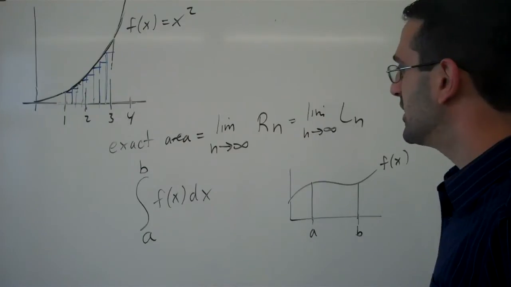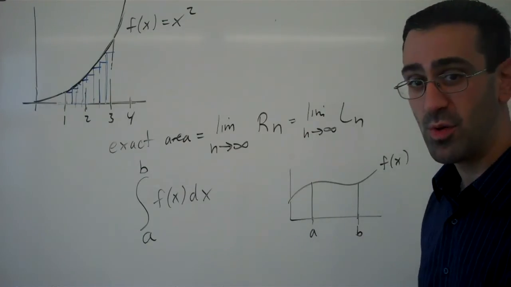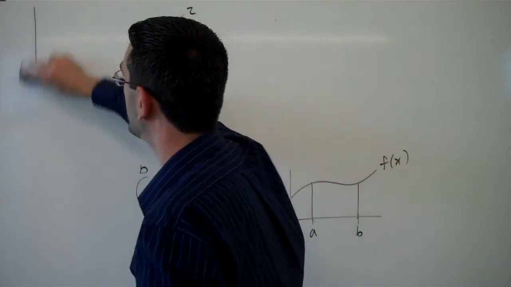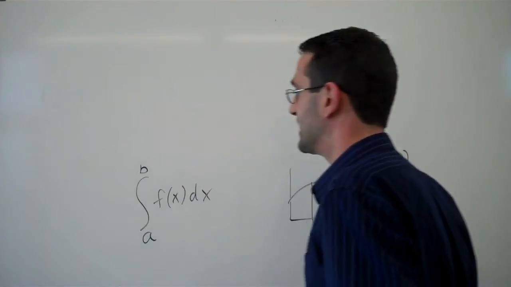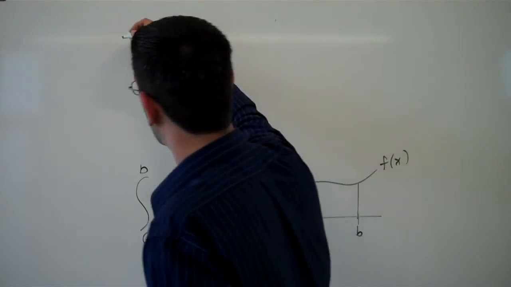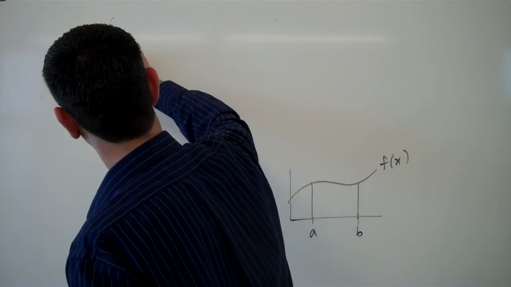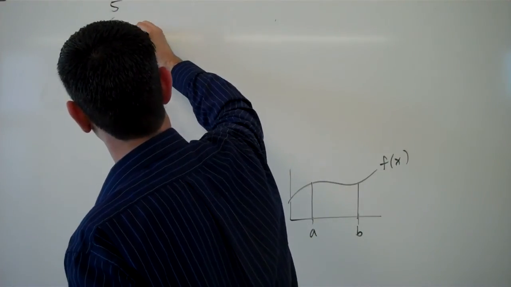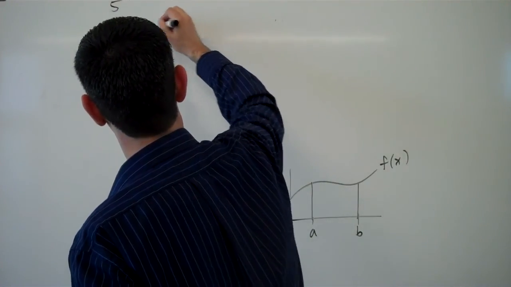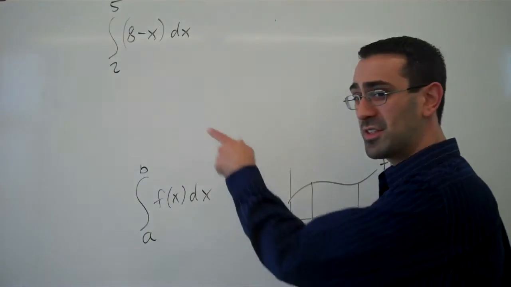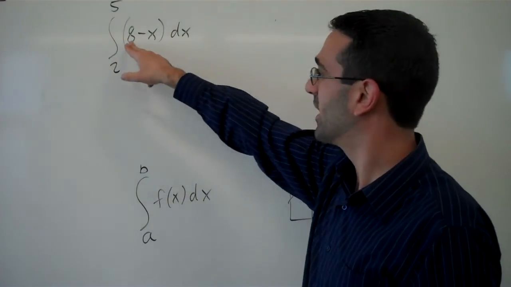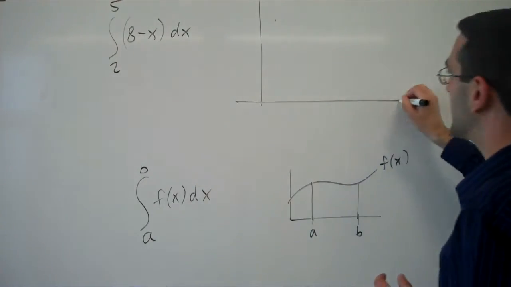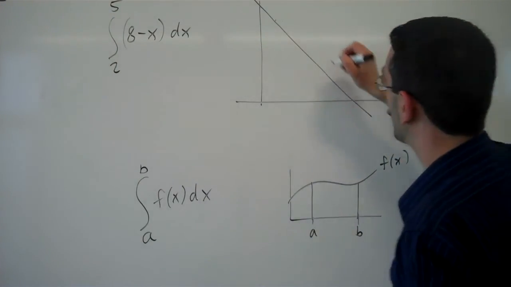Now, the definite integral does correspond to an area, so in some cases we can evaluate it without needing anything fancy. So for example, if I wanted to find the integral from 2 to 5 of 8 minus x dx, I know that this corresponds to an area under the curve 8 minus x. And I know what 8 minus x looks like. It looks like a line.